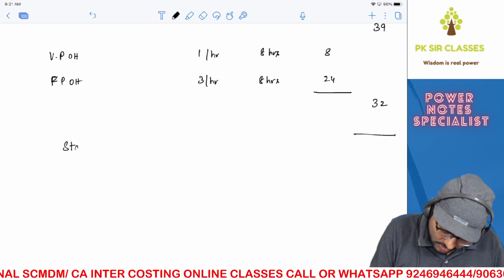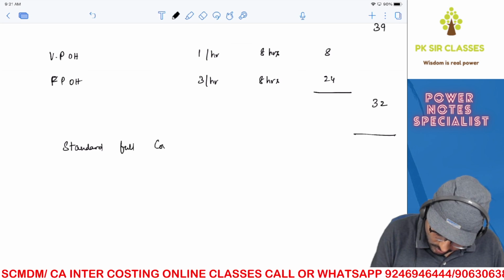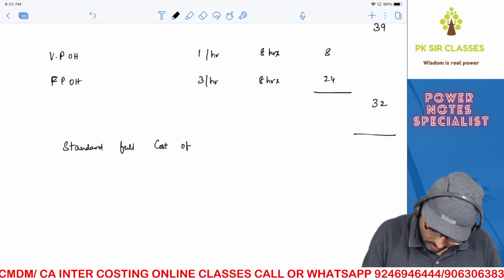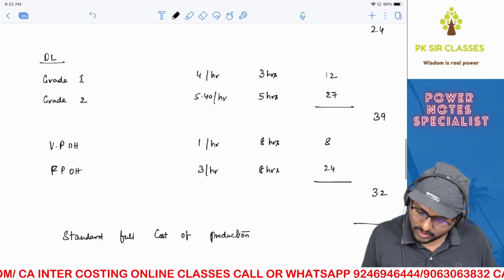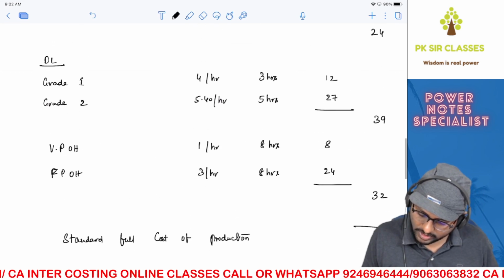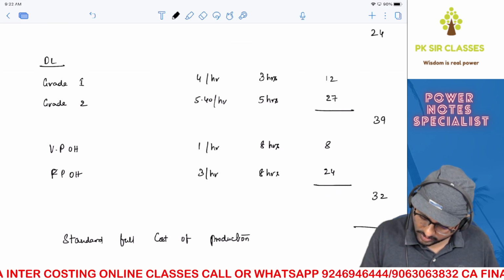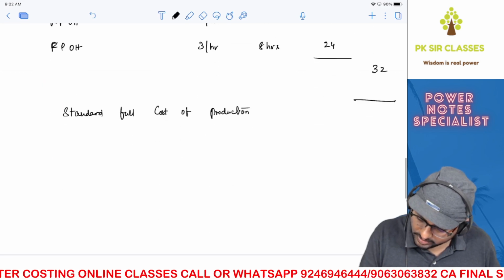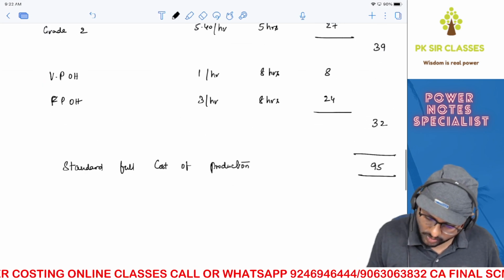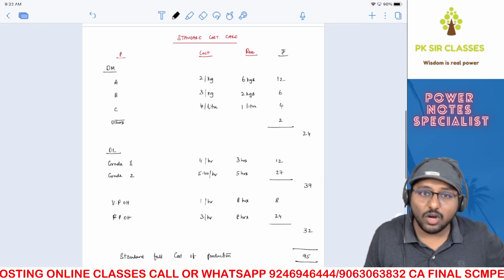So this is nothing but the standard full cost of production, in the sense of producing that particular product's pool. So it's going to be 24 plus 39 plus 32, which is 60, 71, 95. Isn't it? Right, 95. Okay, so this is how a standard cost card looks.